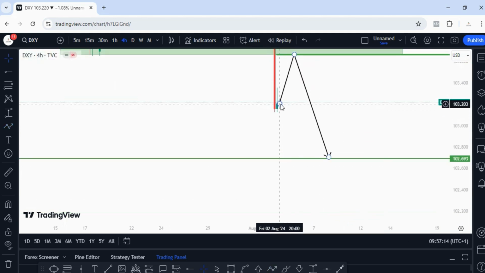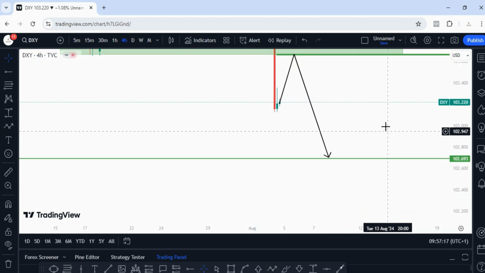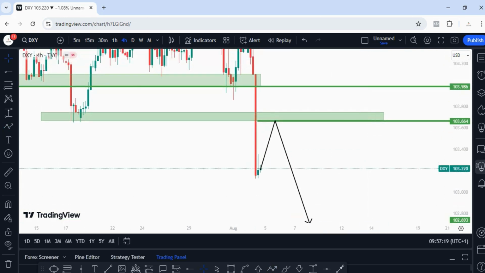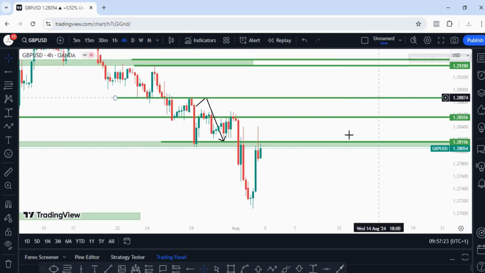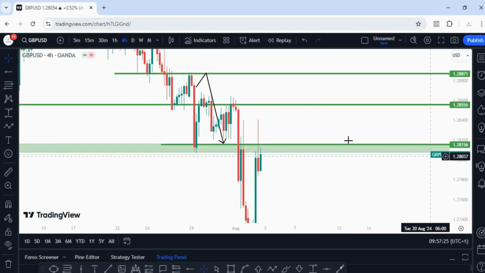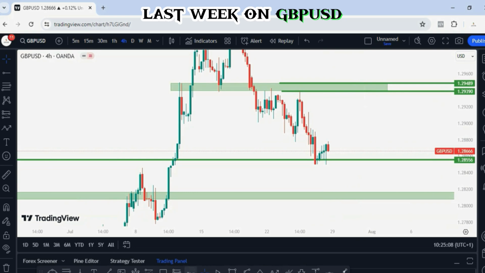But well, price may also just continue lower into 102.693. So that's my bias on DXY. The next on my list is GBPUSD. So price may pull back into this zone.